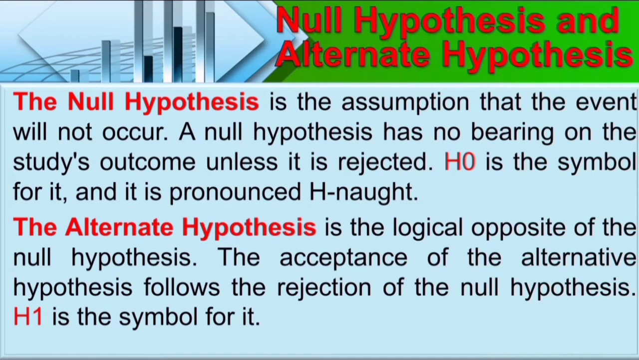Null hypothesis and alternate hypothesis. The null hypothesis is the assumption that the event will not occur. A null hypothesis has no bearing on the study's outcome unless it is rejected. H0 is the symbol for it and it is pronounced as H-naught. The alternative hypothesis is the logical opposite of the null hypothesis. The acceptance of the alternative hypothesis follows the rejection of the null hypothesis. H1 is the symbol for it.